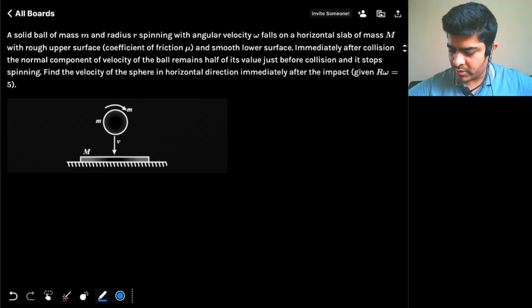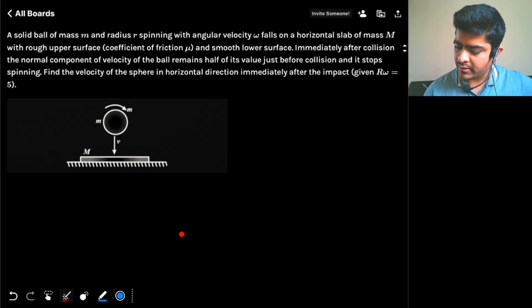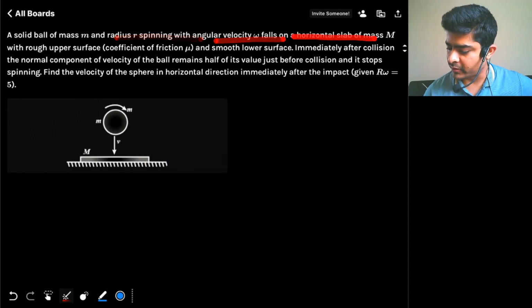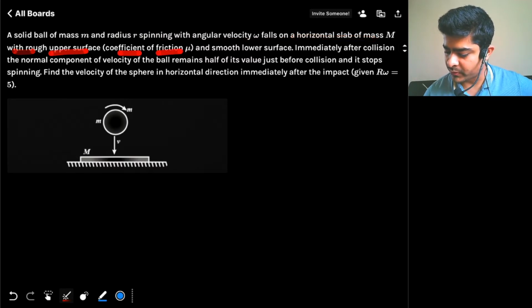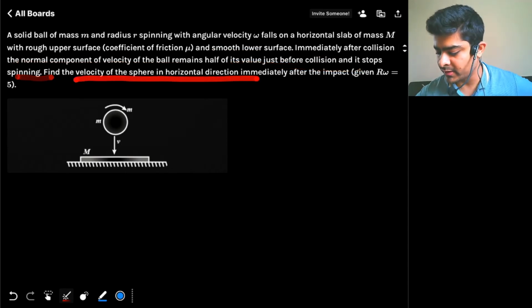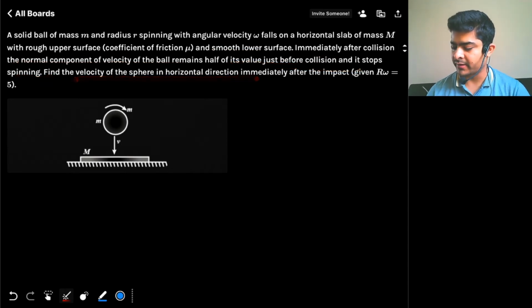Okay, see this question. A solid ball of mass m and radius r spinning with angular velocity omega falls on a rough horizontal slab of mass m with rough upper surface, coefficient of friction mu, and smooth lower surface. Immediately after the collision, the normal component of velocity of the ball remains half of its value just before collision, and it stops spinning. Find the velocity of the sphere in horizontal direction immediately after the impact.